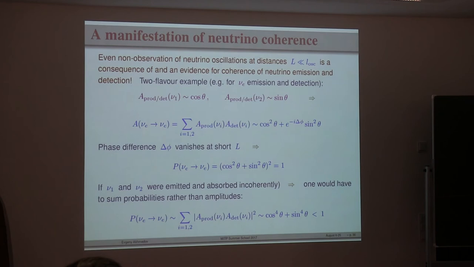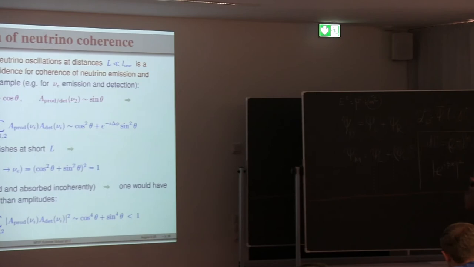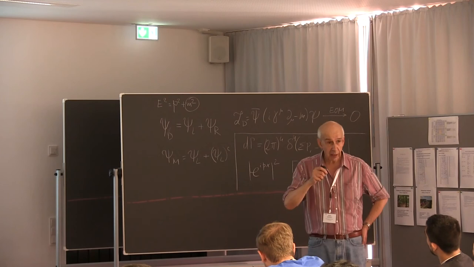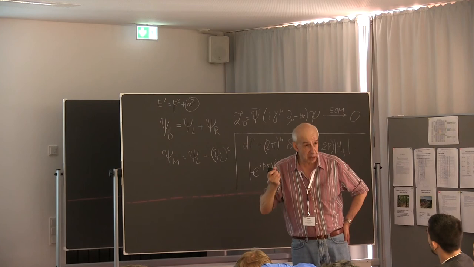Assume coherence is lost, which means that we do not detect neutrino oscillation. What do we detect at all? Okay? We detect the conversion. No, it's not correct to say that we see nothing. What we don't see is the oscillatory nature of flavor transition. But flavor transitions themselves we do see.